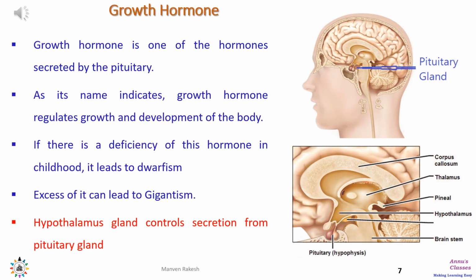Our head houses three important glands: pineal, pituitary, and hypothalamus. Pituitary gland secretes growth hormone. As the name indicates, this regulates our height and development of the body. The deficiency of this hormone will cause dwarfism, and excess of this would lead to gigantism. It is the hypothalamus gland which controls secretion from the pituitary gland.